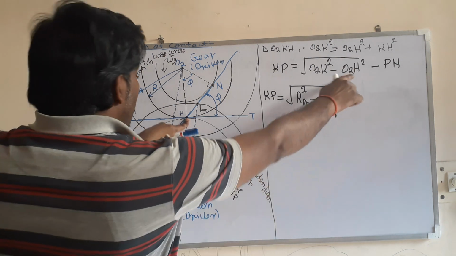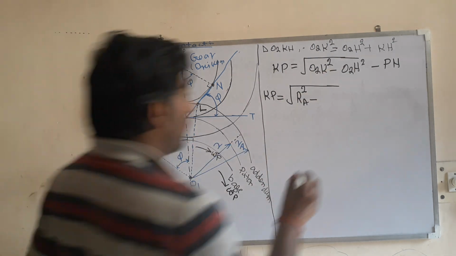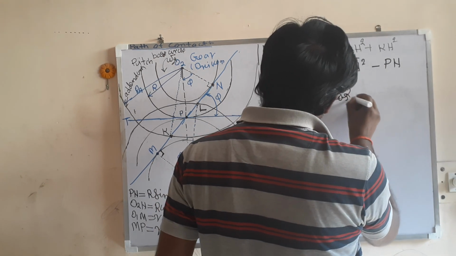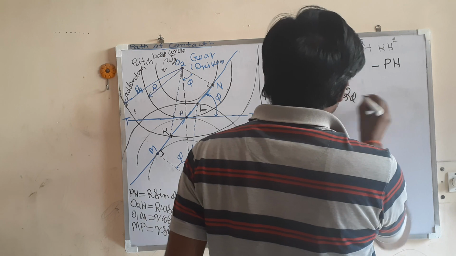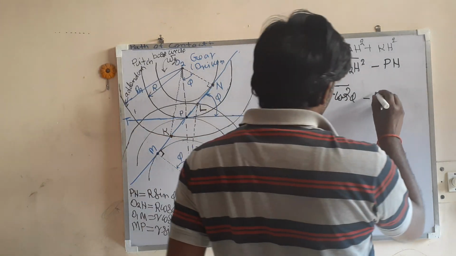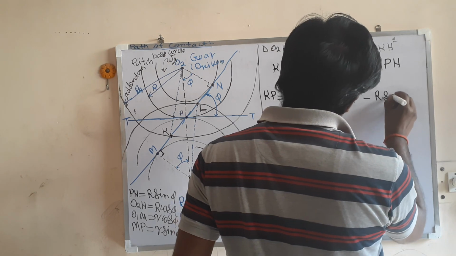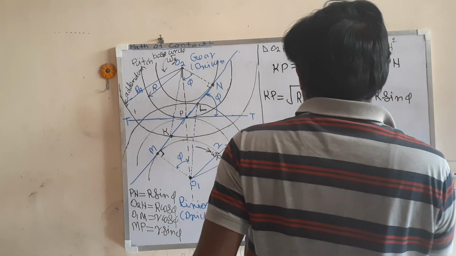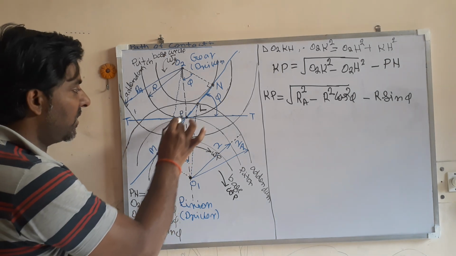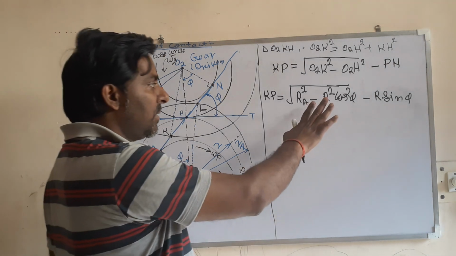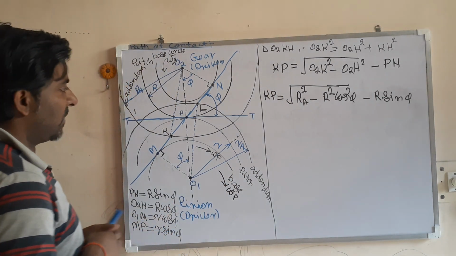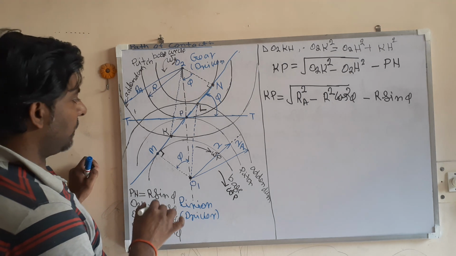Let us put the value of O2N. O2N is R cos phi. So this is R square cos square phi minus PN. Look at here, what is this PN? R sin phi. Look at here, what is this KP? This KP is the path of approach. So I have derived the expression for the path of approach. Now let us derive the expression for path of recess.